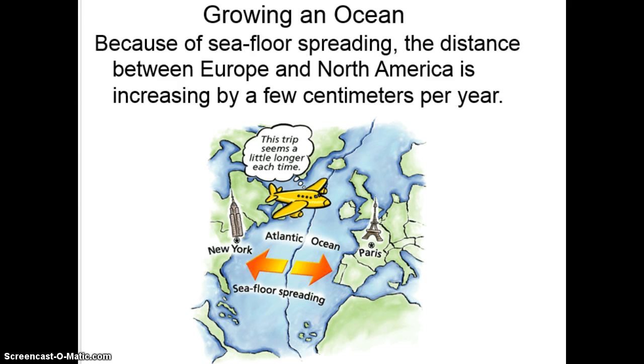Growing an ocean. Because of seafloor spreading, the distance between Europe and North America, which is our continent, is increasing by a few centimeters per year. That means that we're becoming farther away from Europe, not closer. And this is just a little funny cartoon below where it says, "This trip seems a little longer each time."